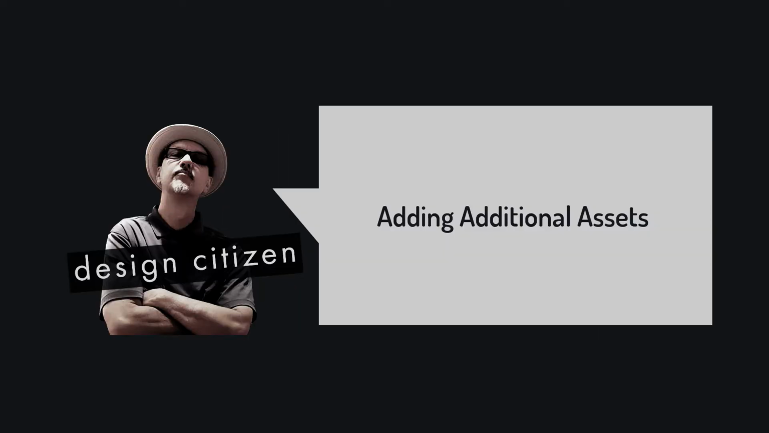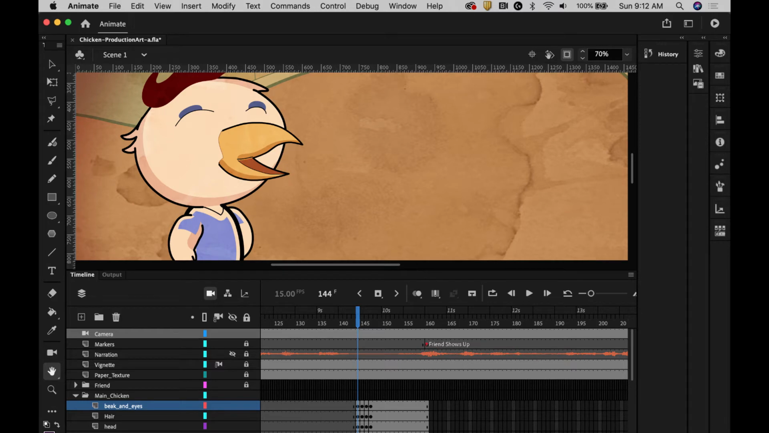This demo covers adding additional assets using Adobe Animate. Additional assets can include things like various mouths used for lip syncing or expressions, different poses and legs and arms, and really anything that can't be puppeted. In this demo, we're going to focus on creating some expressions for our chicken.